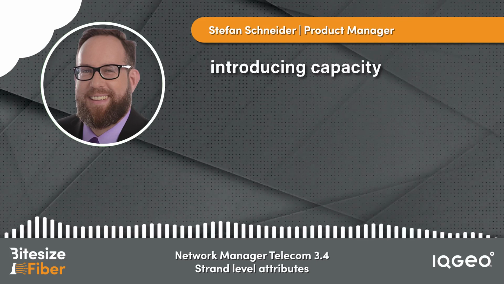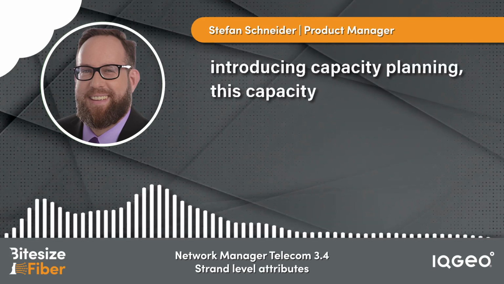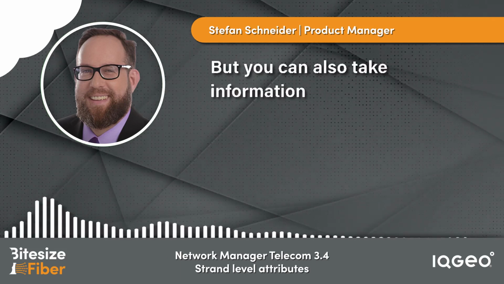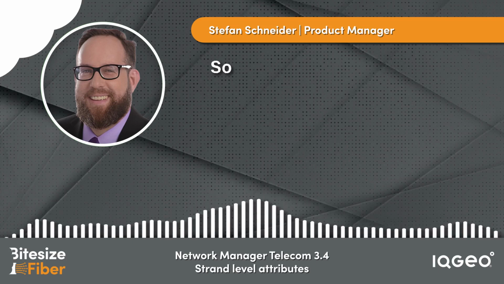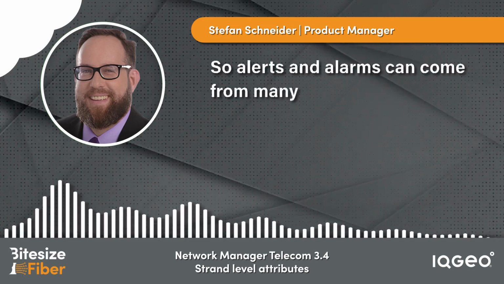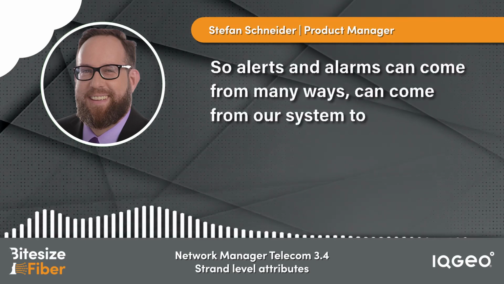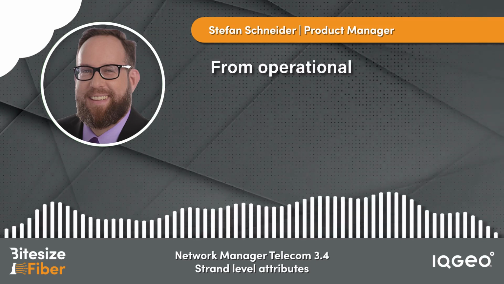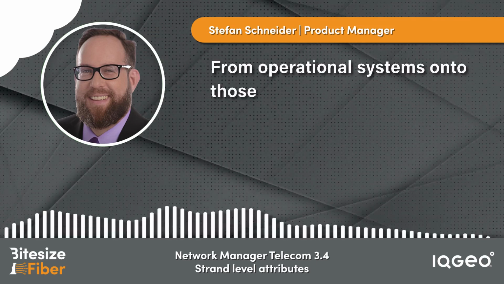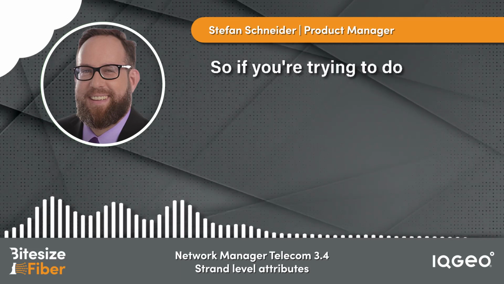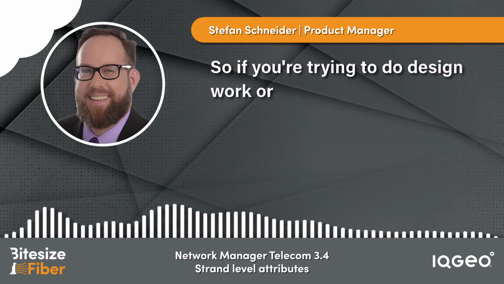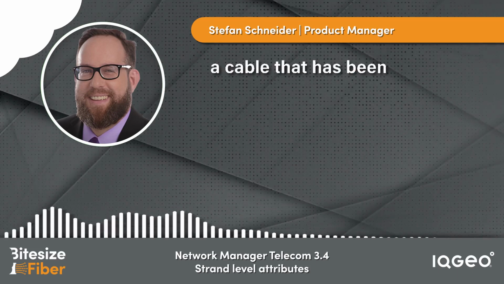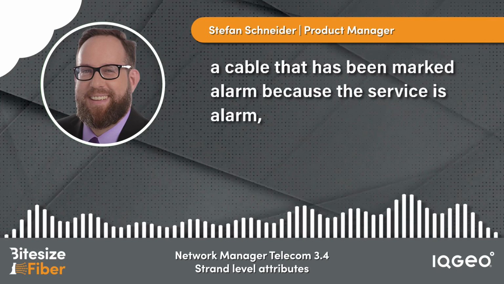We'll be introducing capacity planning, this capacity reporting, in our next release, but you can also take information from external systems, right? So alerts and alarms can come in many ways, can come from our system to the users, but you can also map external alarms from operational systems onto those elements. So if you're trying to do design work or restoration work and you have a strand on a cable that has been marked alarm because the service is alarmed, right?